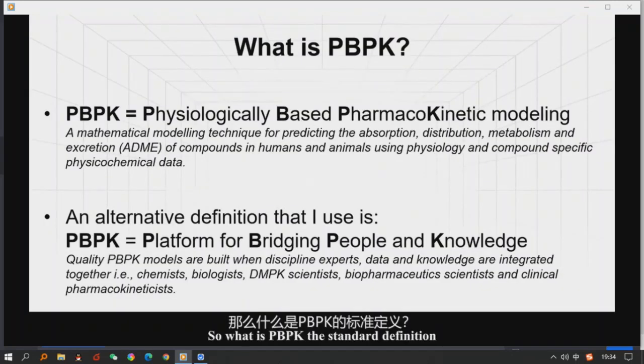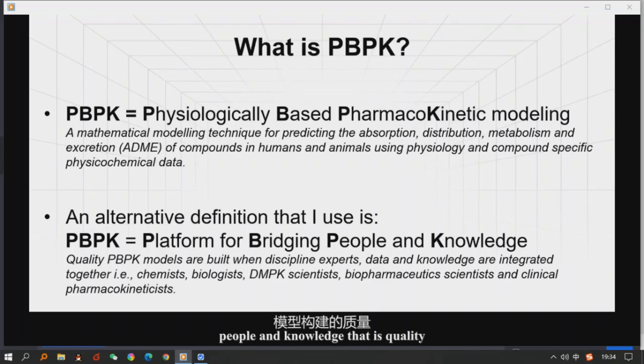So what is PBPK? The standard definition of PBPK is physiologically based pharmacokinetic modeling. And this is a mathematical modeling technique for predicting the absorption, distribution, metabolism, and excretion, the ADME, of compounds in humans and animals using physiology and compound-specific physicochemical data. An alternative definition that I use is PBPK is a platform for bridging people and knowledge.